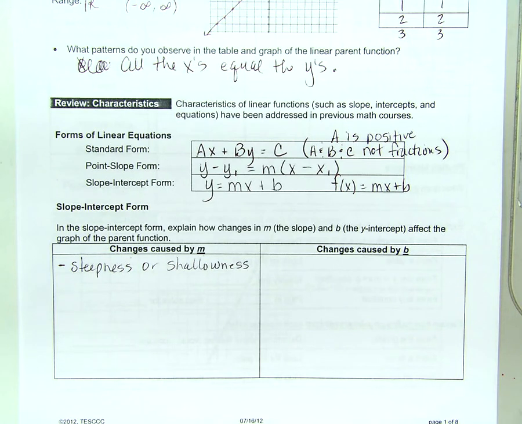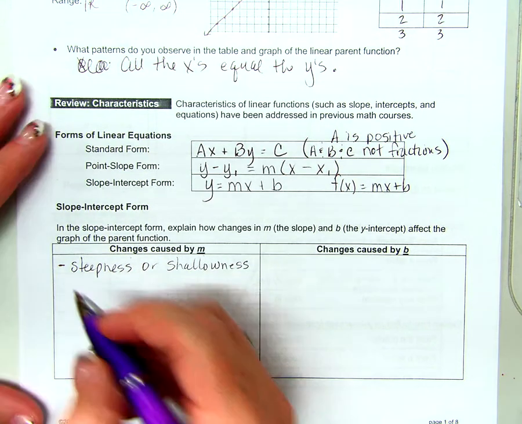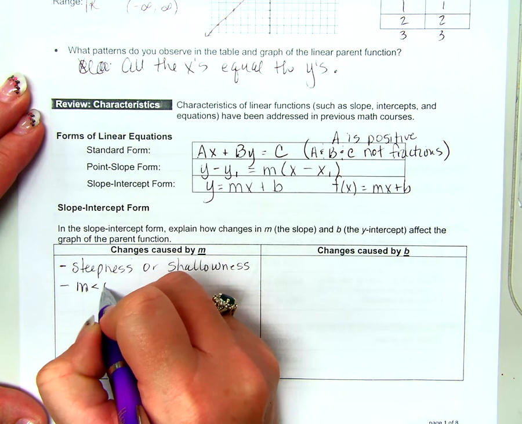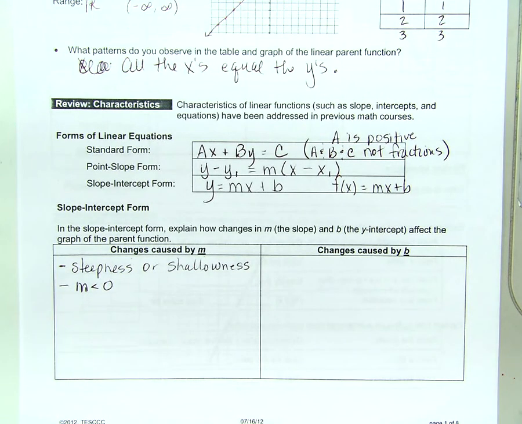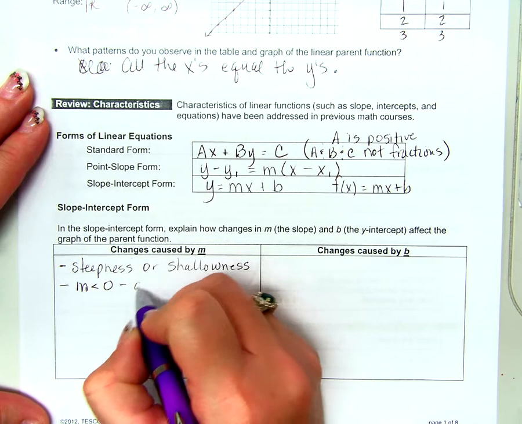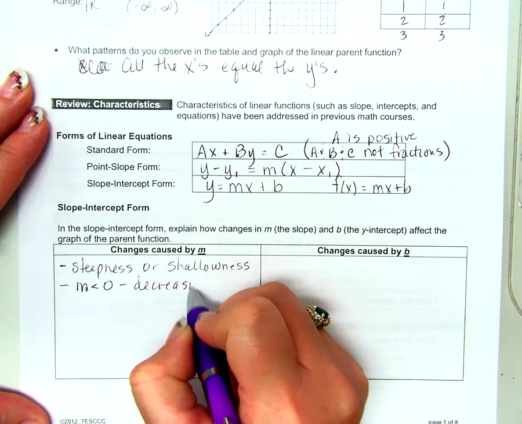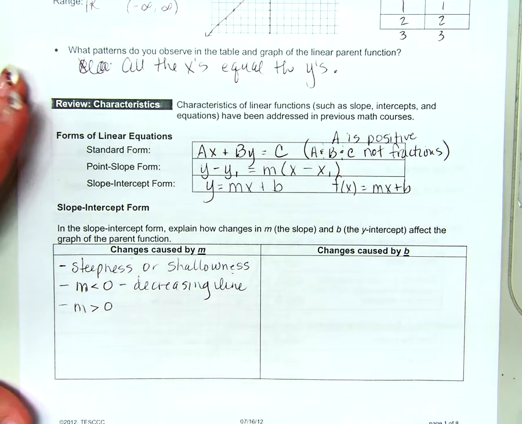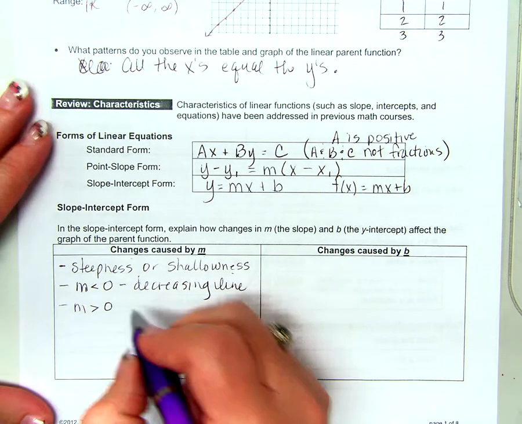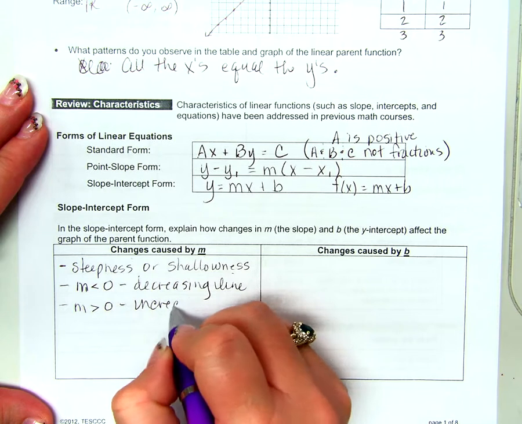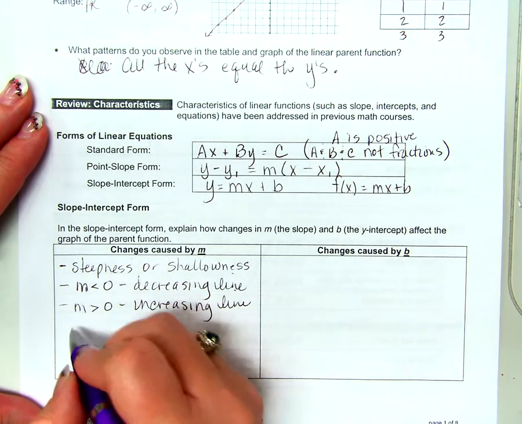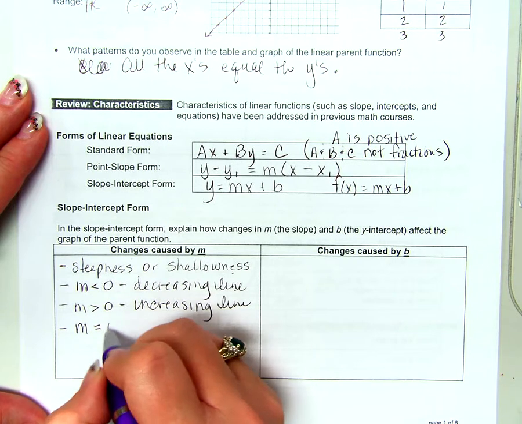Okay. What about if m is less than 0? Decreasing line, right? What if m is greater than 0? Increasing line. What if m equals 0?